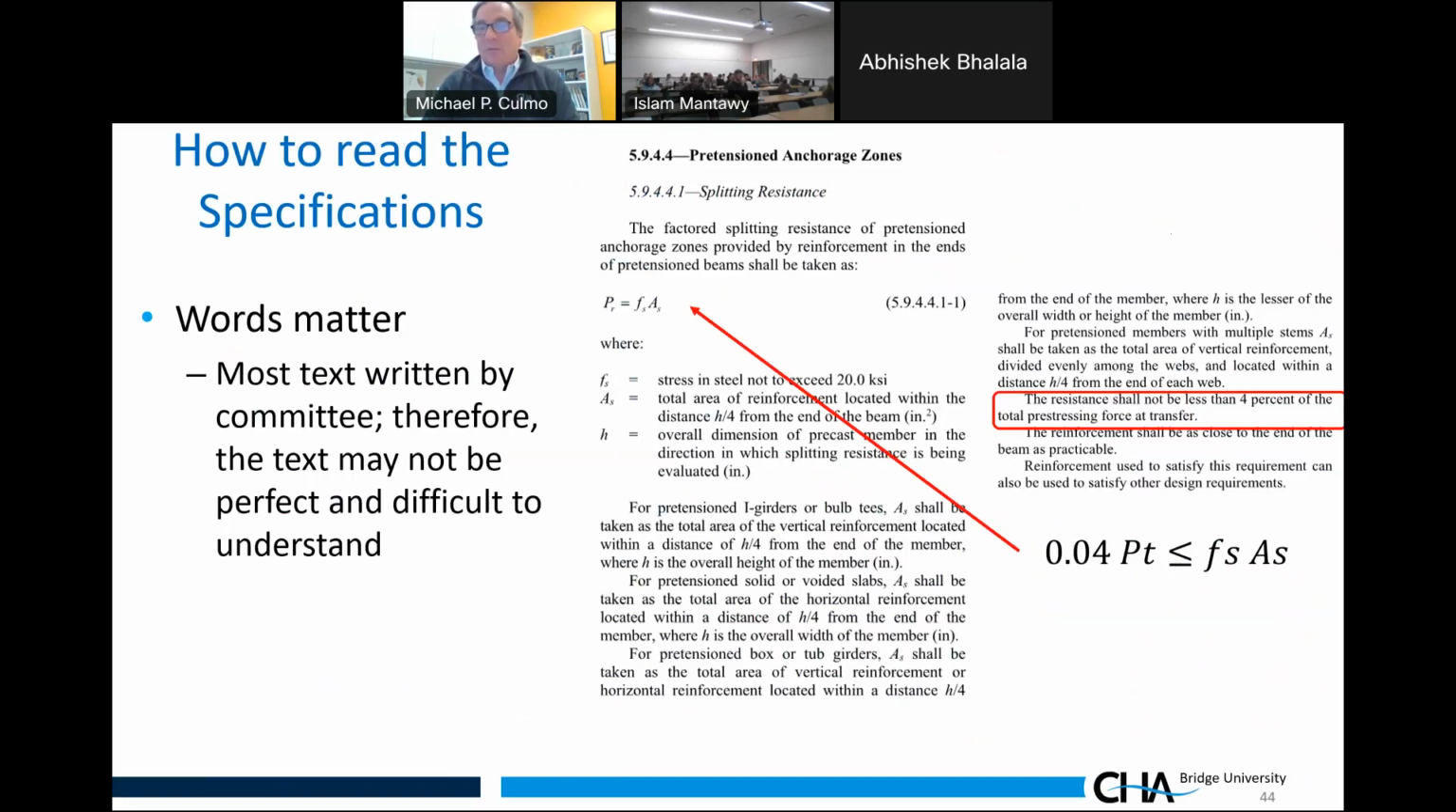The equation should be what I put in there. It should be 0.04 times P sub T, which is 4% of the total pre-stress force at transfer, has to be less than or equal to f sub s times A sub s. People screw up this equation all the time because they don't read it properly. So it's a good example of really poorly written language. There are provisions in the AASHTO code, it is not perfect, that are difficult to read, and you just have to read them carefully.